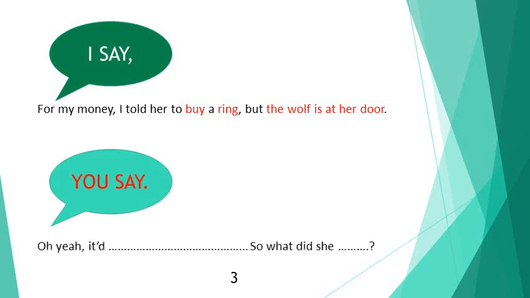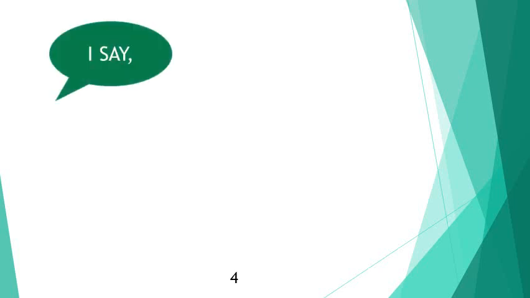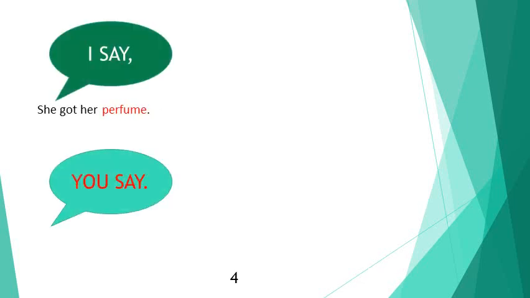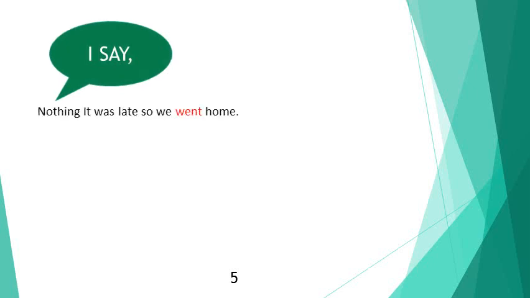Oh yeah, it did. So what did she? I'll say again and you speak to me. For my money, I told her to buy a ring, but the wolf's at her door. She got a perfume. Nice one, then where did you? I'll say it again, and you speak to me. She got her perfume. Nothing, it was late, so we went home.